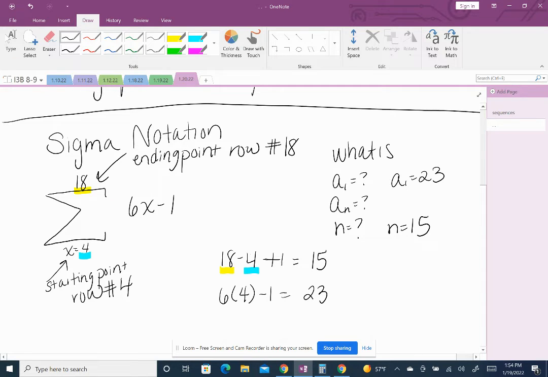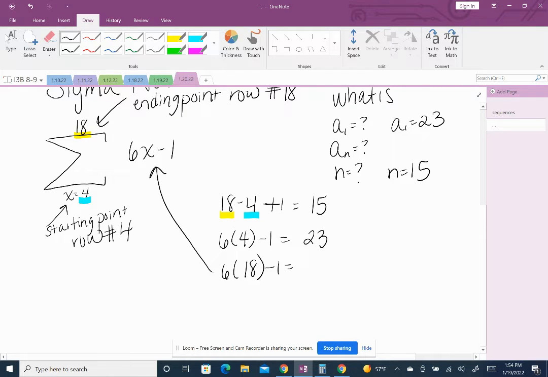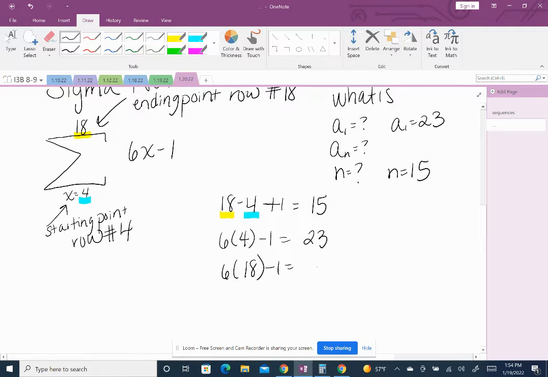And our An, so it's going to be our last number. So it's when our x is equal to 18. So it's going to be 6 times 18 minus 1. Once again, I got this equation from right here. I got my 18 from the top. It's our last number in the terms. I don't know 6 times 18 off the top of my head. That's going to be 108 minus 1, so we get 107.